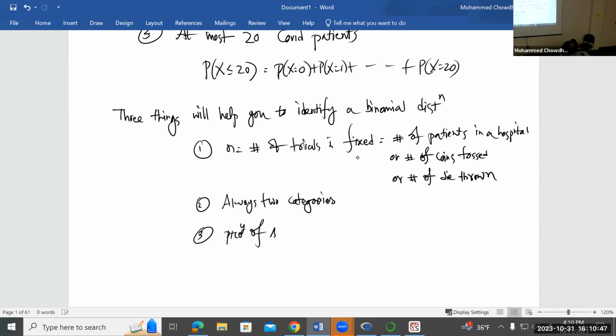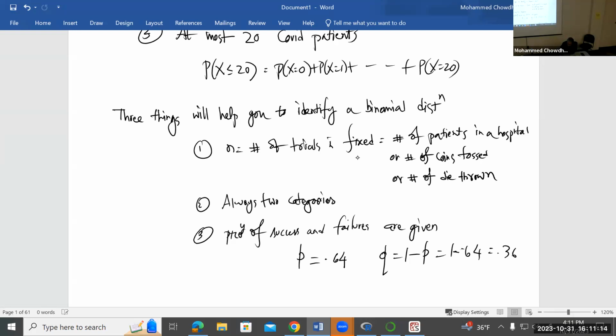probability of success or failure must be given. Suppose the success category P equal to 0.64. Then the failure probability Q equal to 1 minus P, which is equal to 1 minus 0.64 equal to 0.36. Do you understand this?